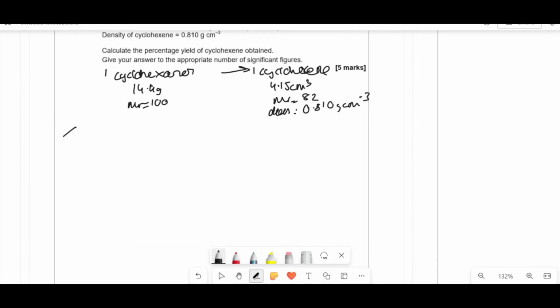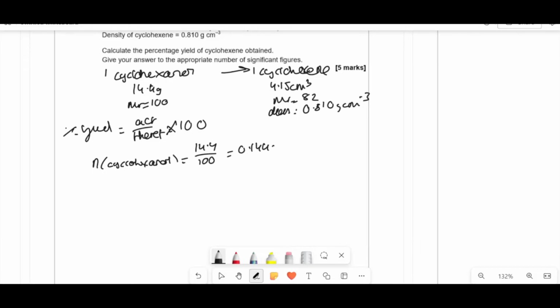Now they want us to work out the percentage yield. Percentage yield is going to be your actual over your theoretical times 100. So in order to do that, we need to find out theoretically how much we would get of this. We can use the ratios here because we know it's a 1-to-1 ratio now because it's only one thing that's been swapped to make this thing, right? So in that case, the moles of the cyclohexanol is going to be its mass, so 14.4 over its MR, which is 0.144 moles. Then, in theory, we should get this much cyclohexene in that, right?